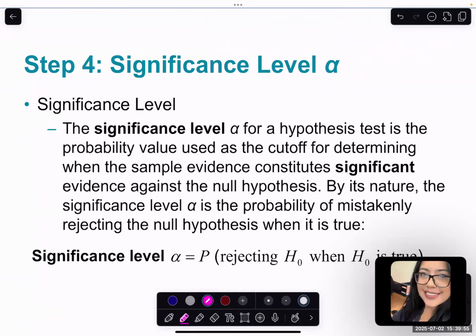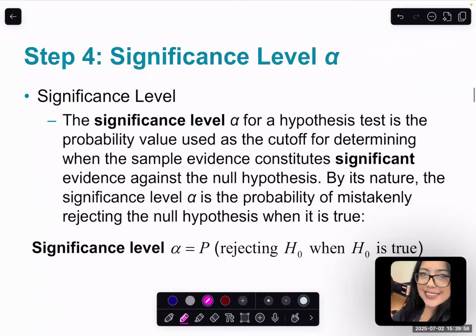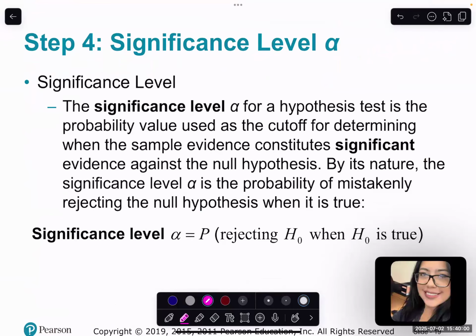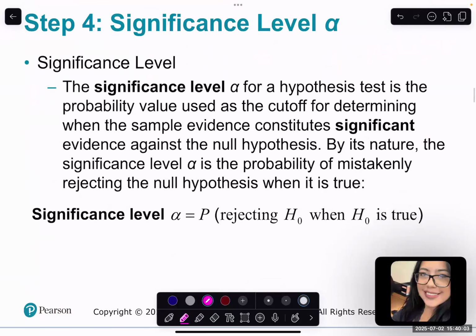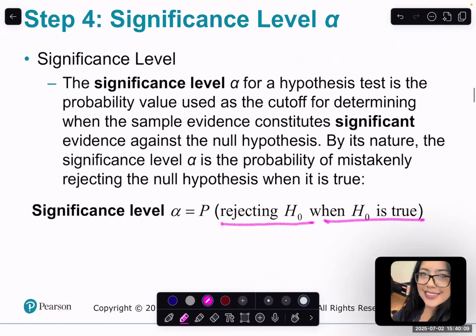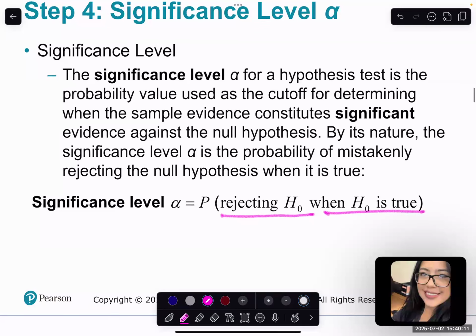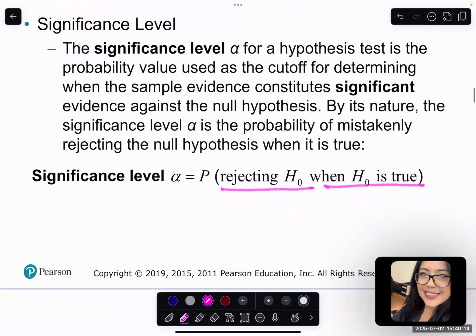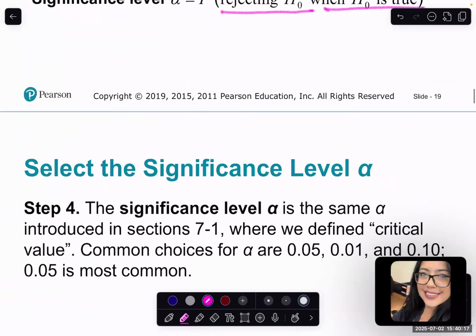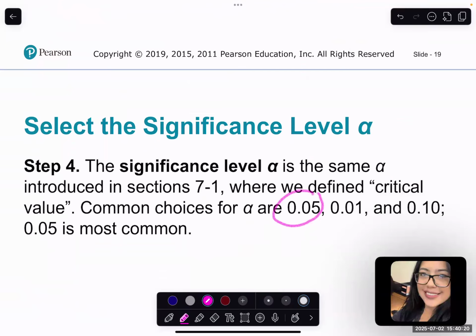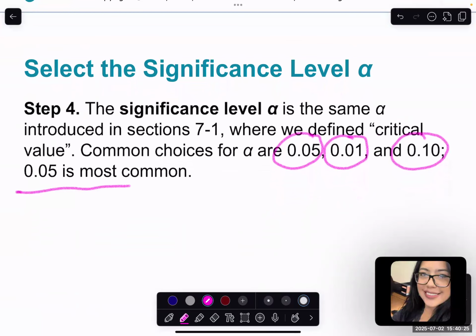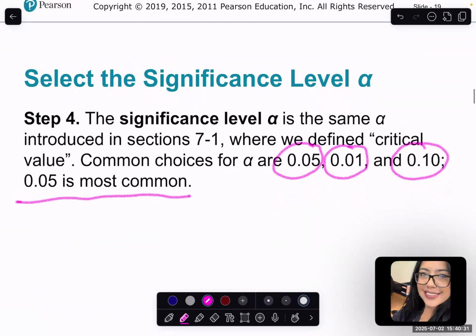The significance level, alpha, in the hypothesis test is the probability of rejecting the null when the null is true. The significance level alpha for a hypothesis test is the probability used as a cutoff for determining whether the evidence constitutes significance against the null. Here, alpha can be 0.05, 0.01, or 0.10, where 0.05 is the most common. So based on the significance level, we are going to get different answers.